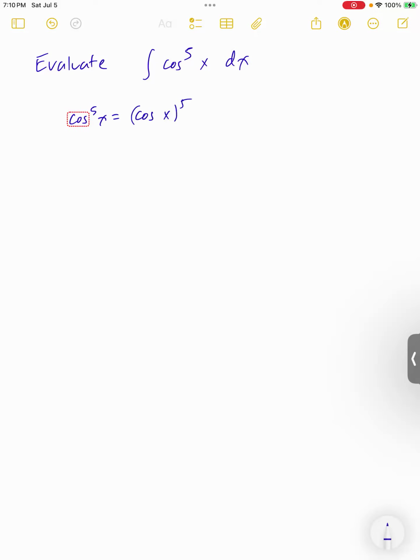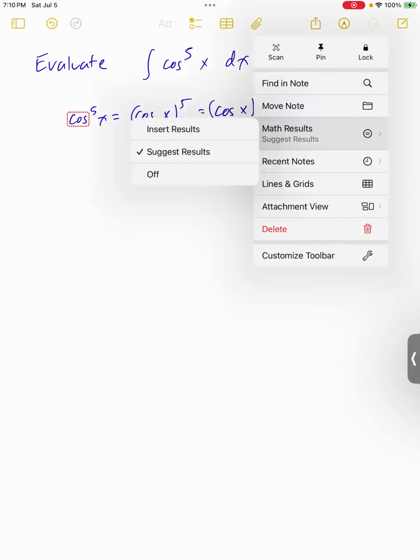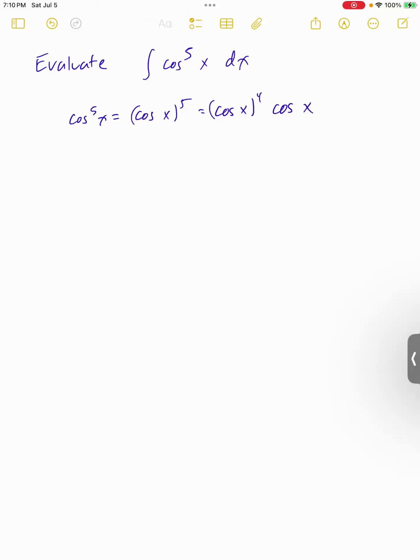We can rewrite that as cosine x raised to the fourth power times cosine x. Then we can use a trig identity. We know that sine squared x plus cosine squared x equals 1, or cosine squared x is the same as 1 minus sine squared x.